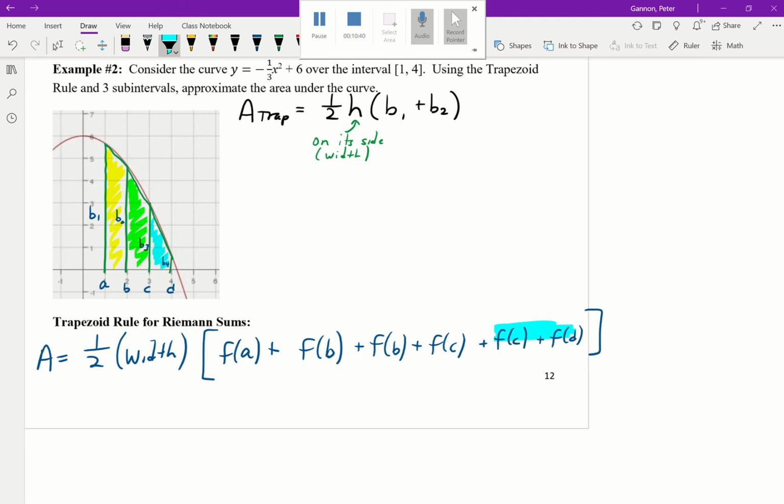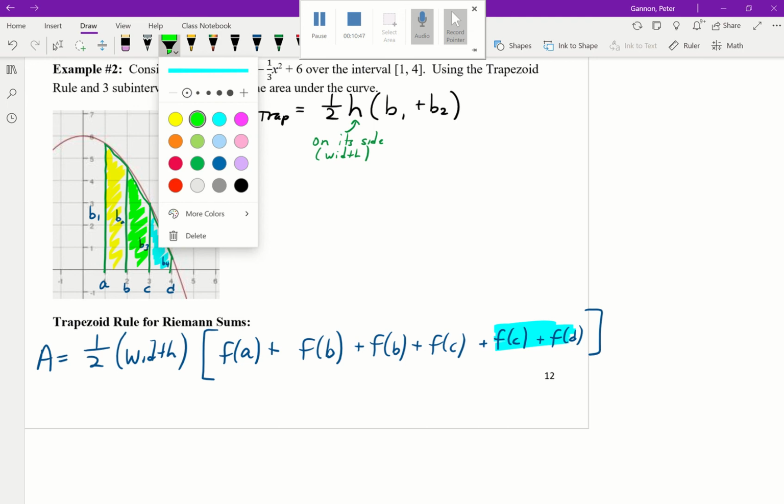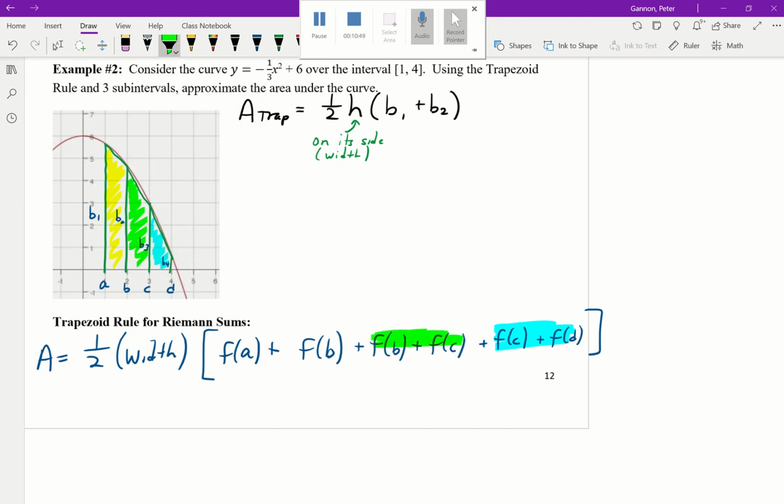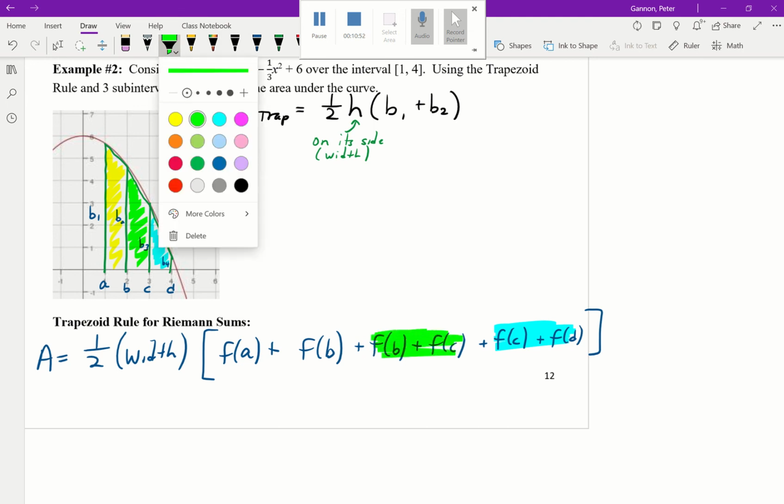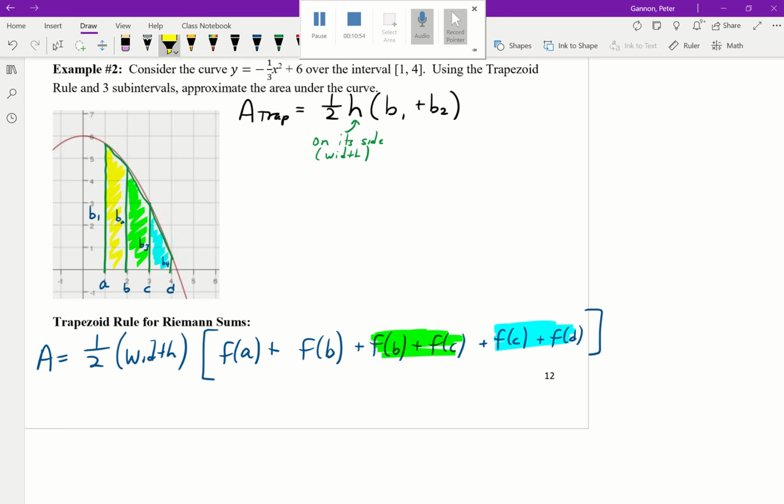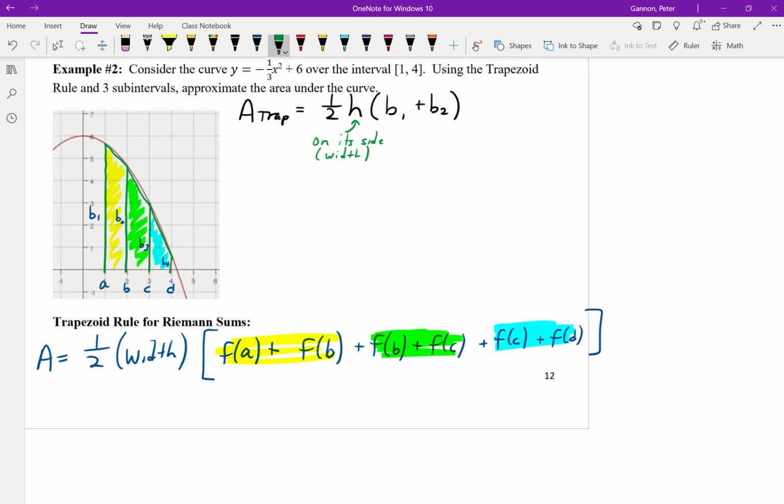So those two would represent base 1 and base 2 of that furthest trapezoid on the right. And I'm just going to color code this for you guys a little bit. Those two right there would represent the trapezoid in the middle. And those two right there are going to represent the trapezoid on the left, the first one. What you guys hopefully notice is that f of b shows up in those two places. f of c shows up in those two places.